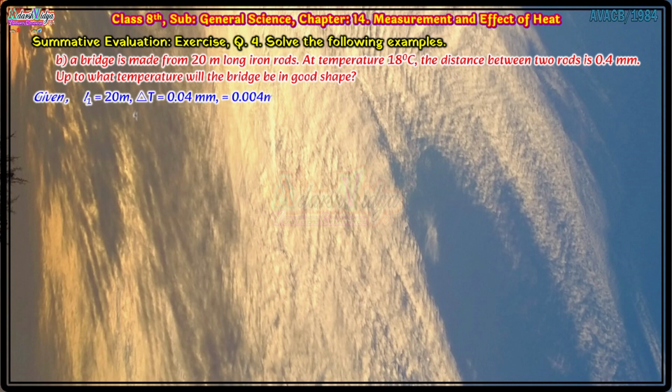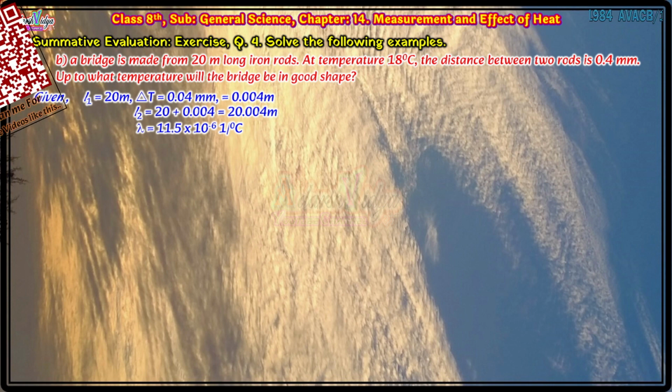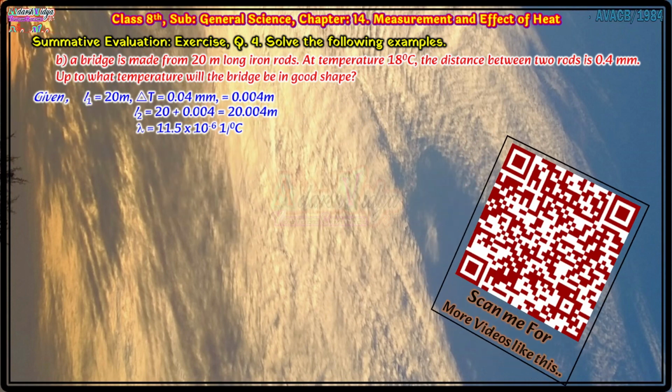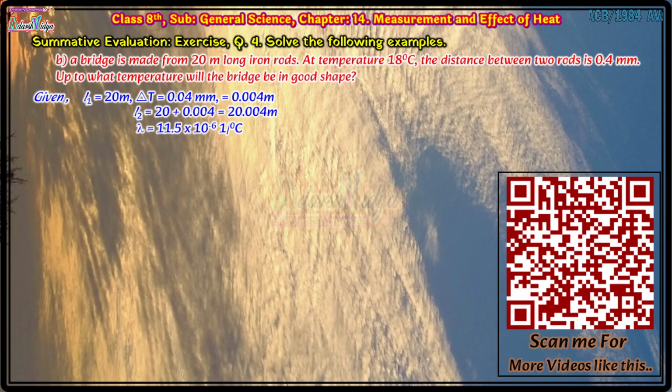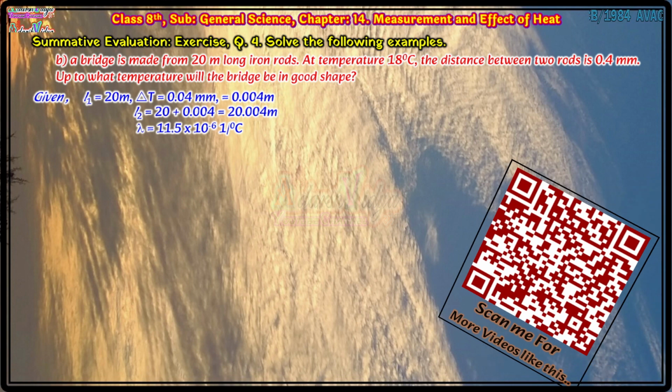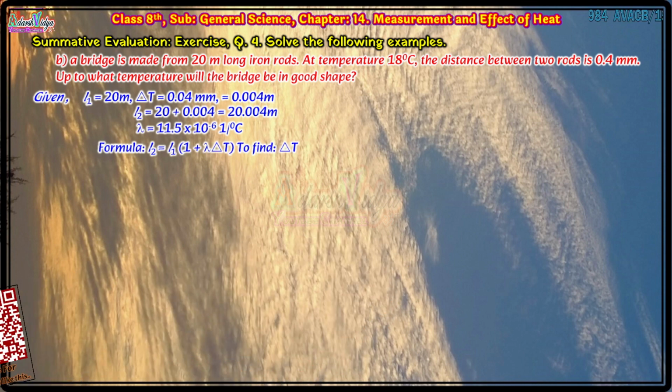Given: L1 equals 20 m, ΔL equals 0.4 millimeters, equals 0.004 m. L2 equals 20 plus 0.004 equals 20.004 m. α equals 11.5 × 10^-6 per °C. Formula: L2 equals L1 (1 plus αΔT), to find ΔT.